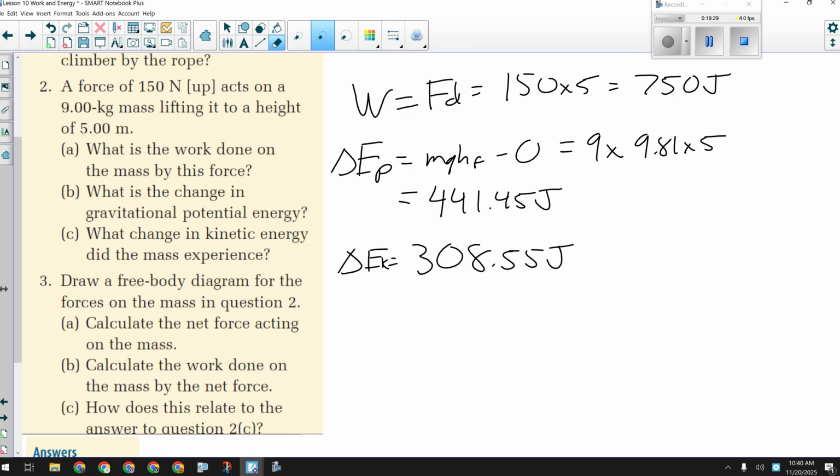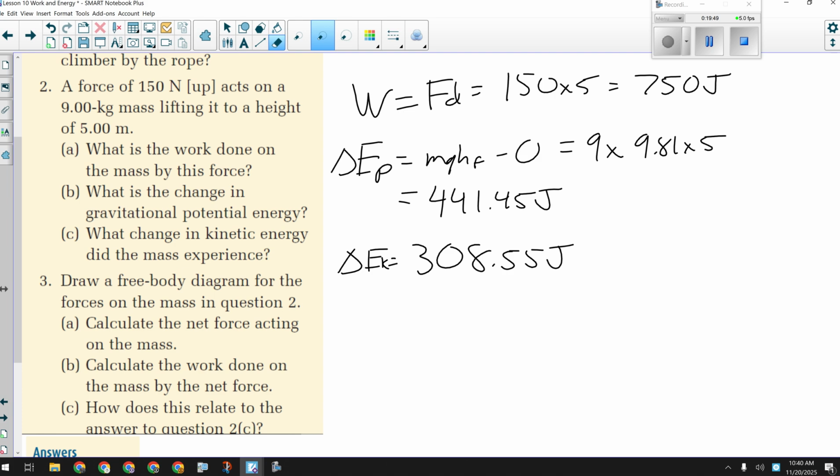Okay, so that means I didn't just lift this thing, I accelerated it upwards. Would you agree? Because there's a change in kinetic energy, that means the thing sped up. It didn't slow down, it sped up because it's positive. Does everyone follow how I arrived at C?